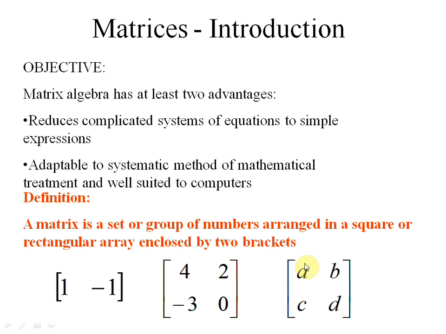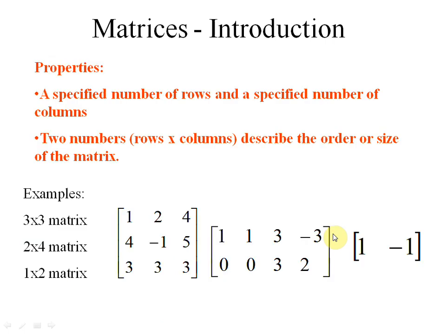The basic definition of a matrix is that we can write any kind of data in this form, in row form or in column form. What a row is and what a column is, we are going to study in further slides. Next, the properties of a matrix: a specified number of rows and a specified number of columns. First we have to know what a row is and what a column is.